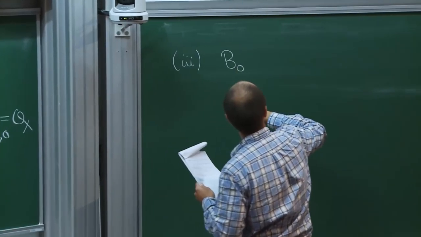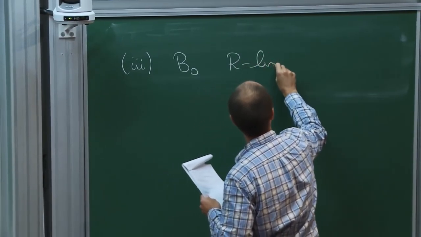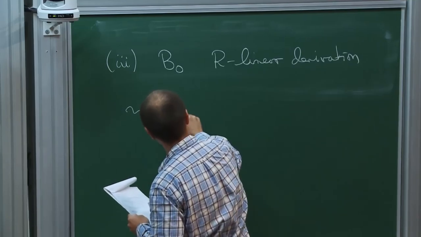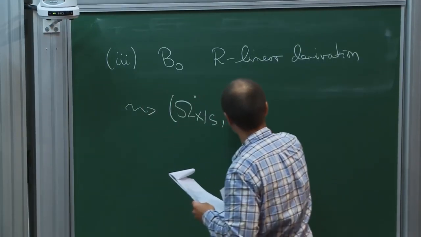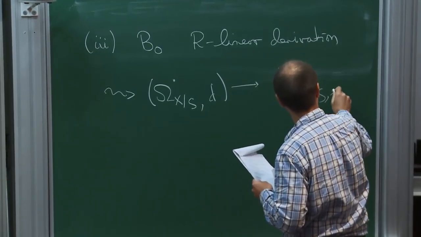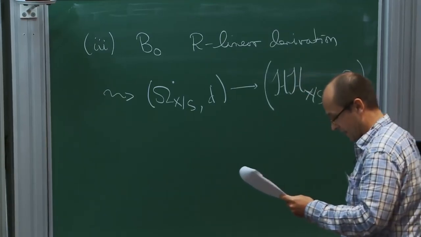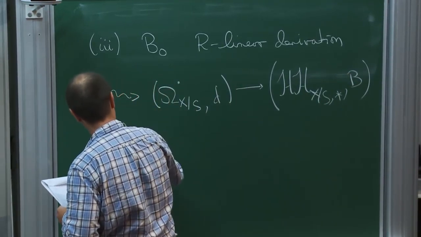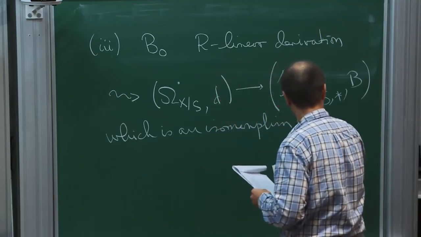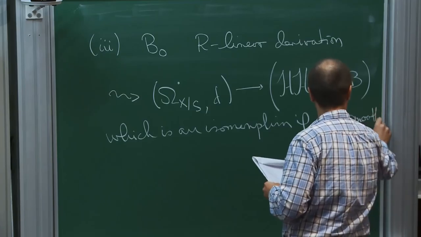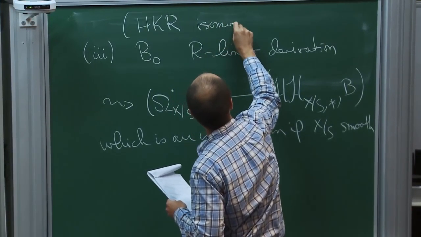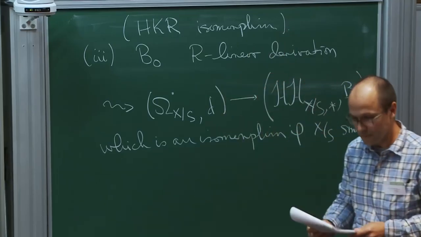So then the next point is that if you look at B0, this is an R-linear derivation. And so, by the universal property of the de Rham complex, you get a map here, like that, which is an isomorphism if X over S is smooth. And I'll write this here. This is usually referred to as the Hochschild-Kostant-Rosenberg isomorphism. Okay.